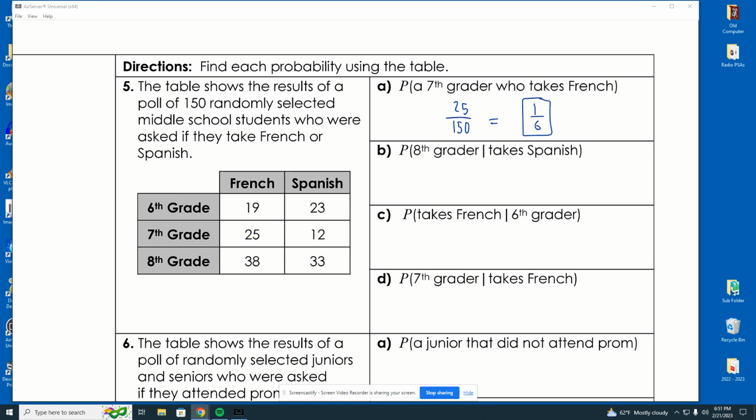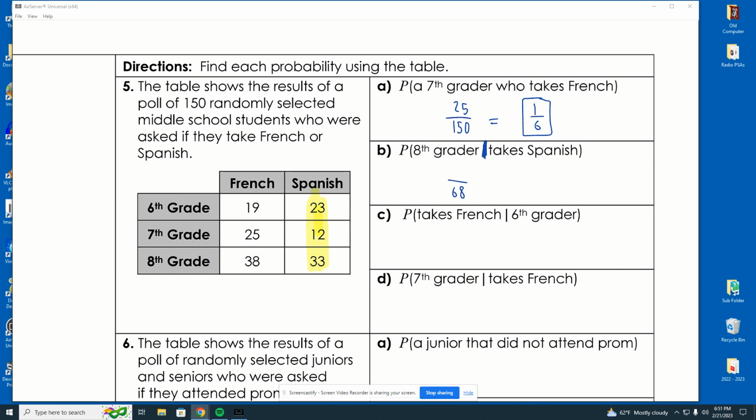Okay? If there's no given that, it doesn't narrow down our group. Look at B. What's the probability that it's an 8th grader given that they take Spanish? So again, what's my focus? Taking Spanish. So I am narrowing my field down to just this group. So my bottom number is going to include 23 plus 12 plus 33. That's 68. I'm only looking at 68 of these people.